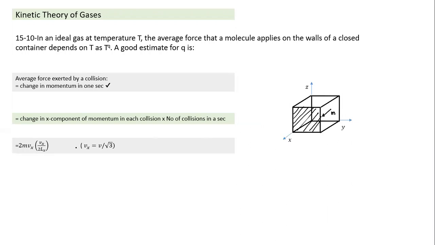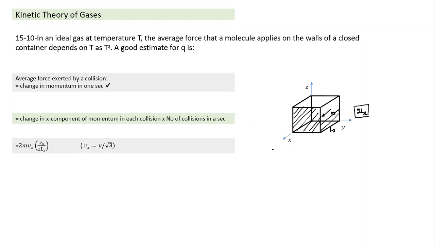Okay, now let's see what is change in momentum. The change in momentum in each collision is 2m into vx, for an elastic collision. Now the question is, how do I calculate the number of collisions in a second? If I take this dimension as Lx, after a collision, in the x direction, it has to travel a distance of 2Lx. So the distance it travels between two successive collisions is 2Lx, twice the x dimension. So how many collisions will it have in a second?